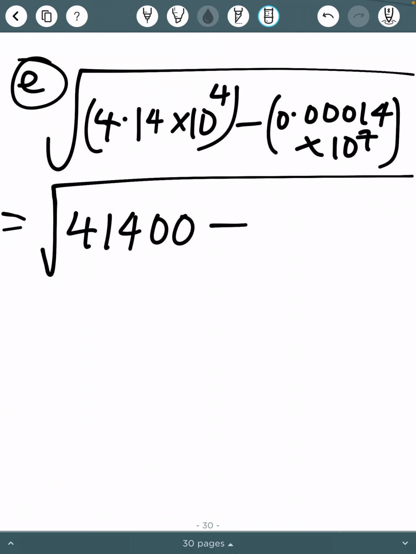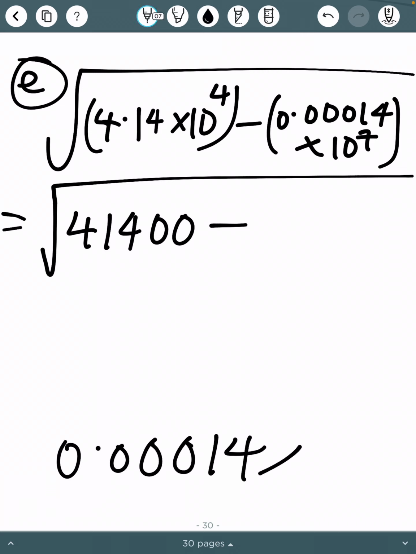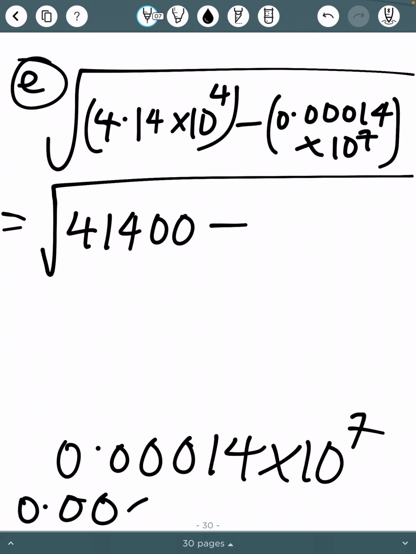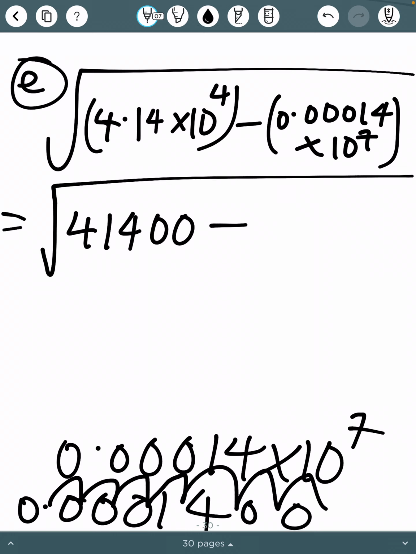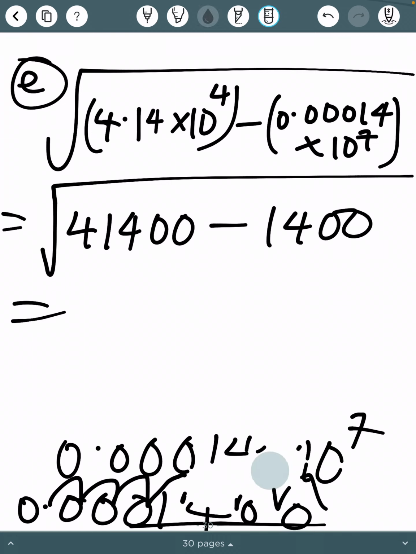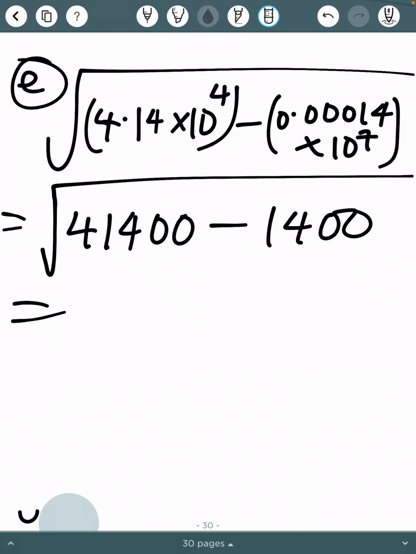7. Pay attention. 0.00014 times 10 raised to power 7. That's what? 0.00014. 1, 2, 3, 4, 5, 6, 7. So I'm going to have 14 and then 2 zeros. That's 1400. Please subtract this. What do you get? Subtract these two numbers.